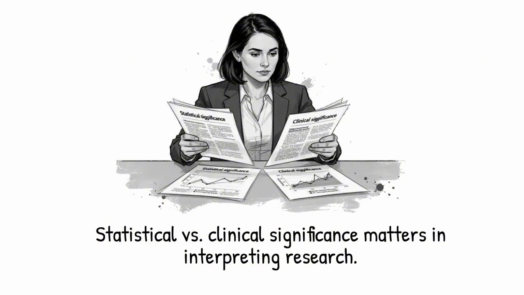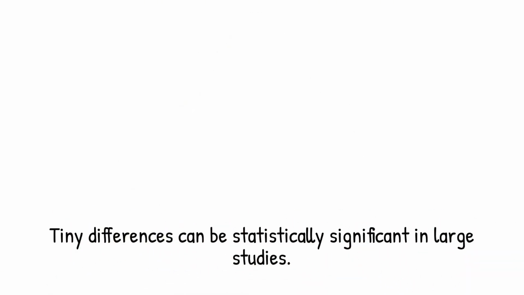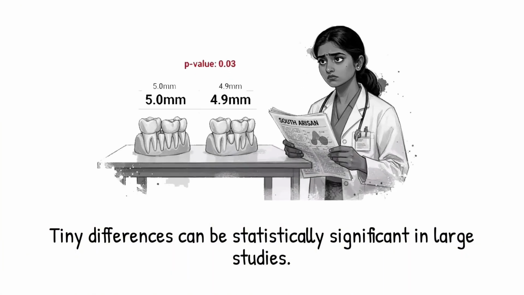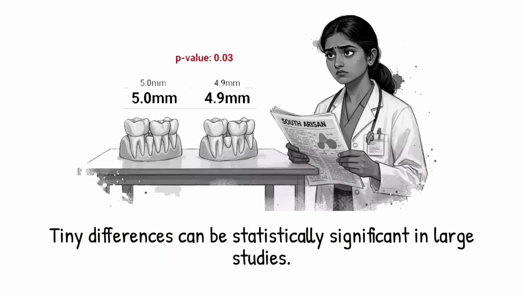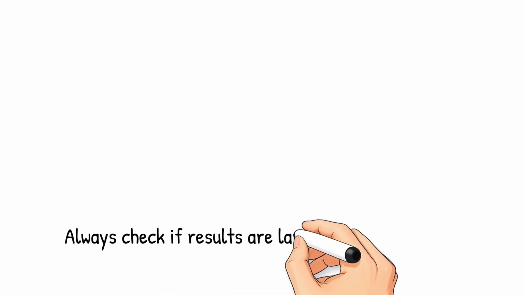A large enough sample can make a tiny, clinically meaningless difference become statistically significant. A 0.1 millimeter difference in bone loss between two groups might reach a p-value of 0.03 in a study with 2,000 patients. Statistically significant, yes. Clinically relevant, probably not. So always ask two separate questions. Is the result statistically significant? And is the result large enough to matter clinically?